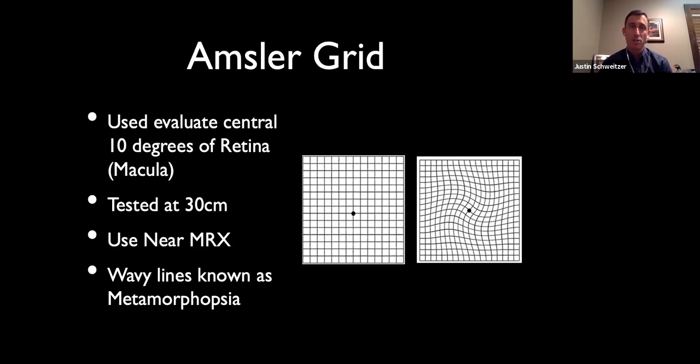The main thing you're doing with your patients, and what they need to understand, is: are the lines straight or are they not straight? Initially, if it's a patient that has macular degeneration and there is metamorphopsia, which is the lines being wavy, those need to be documented. That's the baseline. So circle it on their Amsler grid.